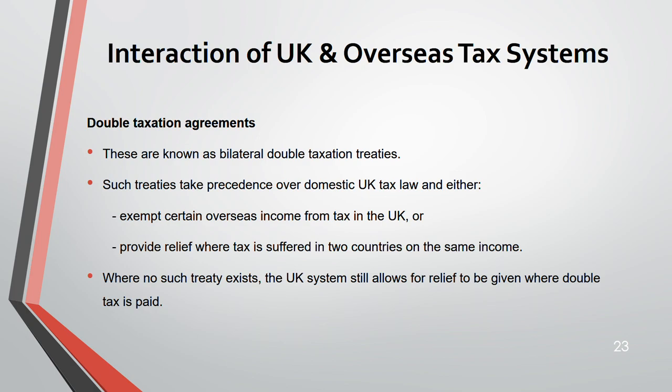But UK being so kind, even if a treaty does not exist, the UK system, we are not talking about overseas, overseas might suffer there, still allows for relief to be given where double tax is paid. So they're not allowing you to pay tax twice on the same income. This is what the double taxation agreement does.